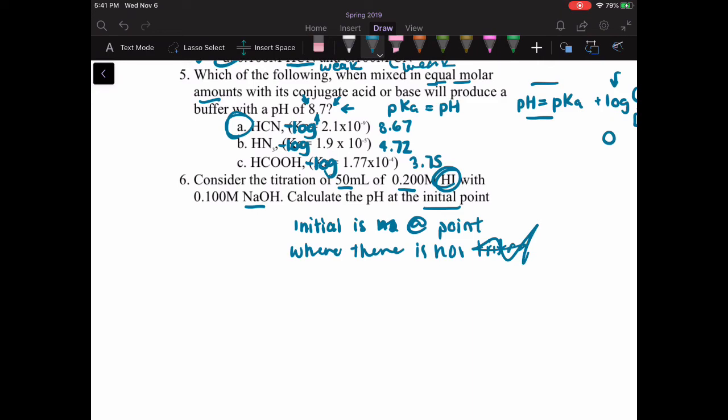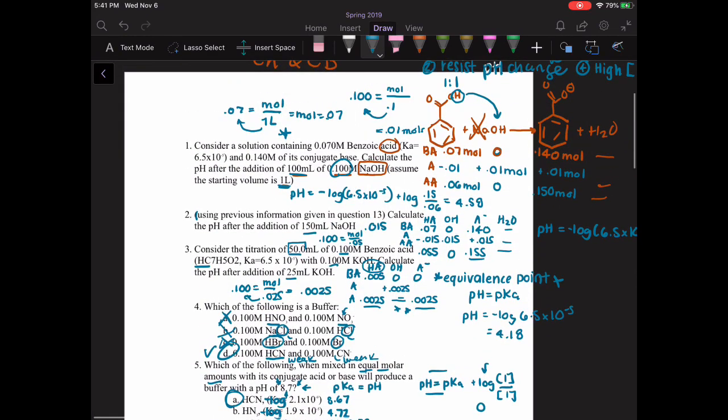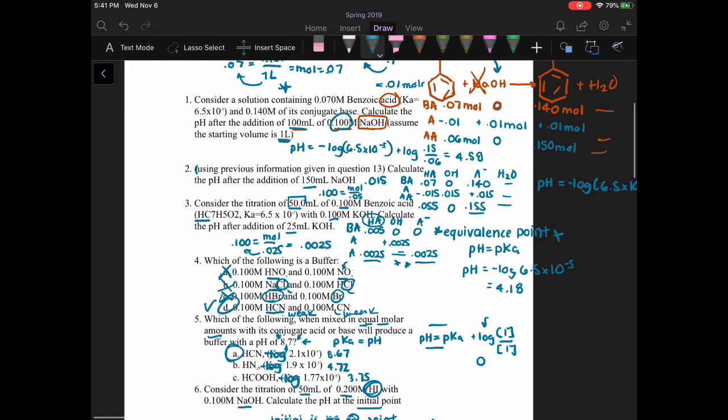There's only HI in the flask, meaning that if I want that pH, I just solve for the pH of a strong acid. That's just the negative log of the concentration, and we've already talked about that. So it's just negative log of 0.2, and when I do that, you get 0.698. So really, you shouldn't be scared of buffers. You just have to take into consideration these before additions and after additions.